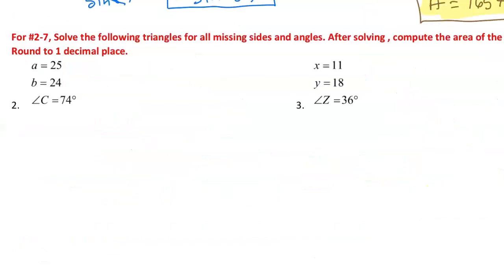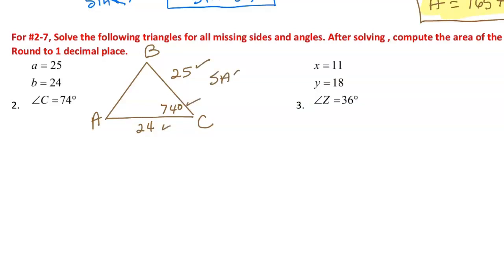Okay, that takes us to our next problem. And we always start off by drawing the scenario. So here's my ABC triangle. So I'm going to make my A here, my B here, my C here. Little a is 25, little b is 24, and angle C is 74 degrees. What have I been given? I've been given side, angle, side. Side, angle, side tells me I have to use law of cosines.